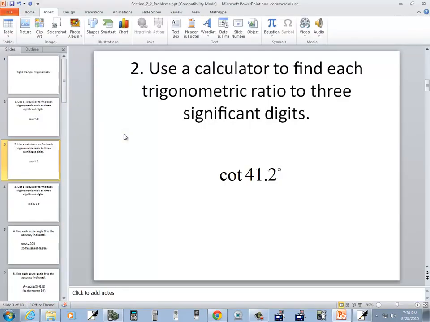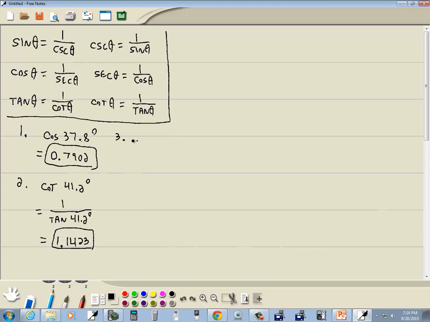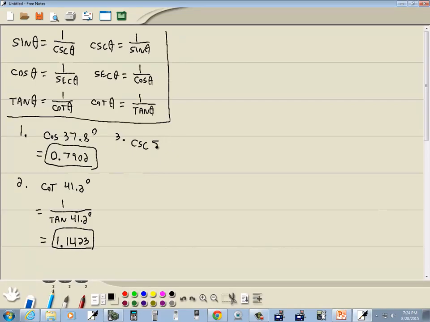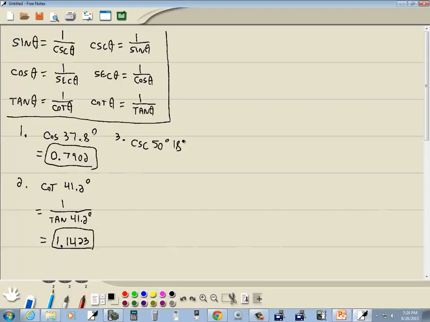Now our third example. We got cosecant of 50 degrees and 18 minutes. Now again, we don't have a cosecant button, we have sine, cosine, and tangent. But up here, I see cosecant is equal to 1 over sine. So I can rewrite this as 1 over sine 50 degrees, 18 minutes. And that's what we're going to plug in the calculator.